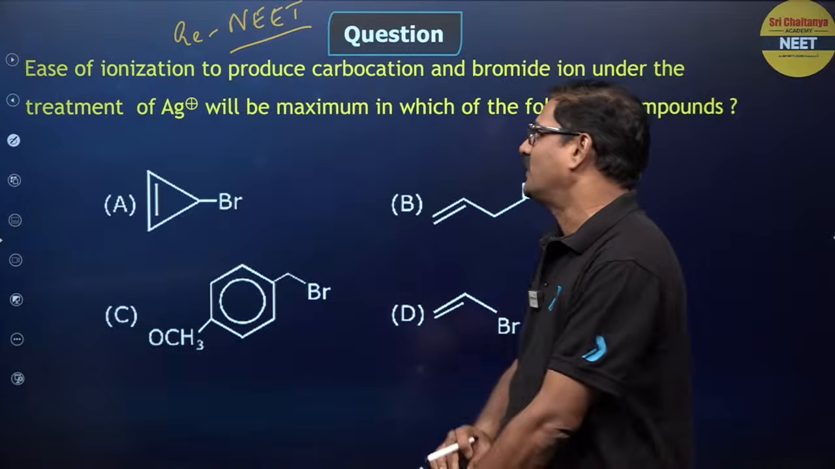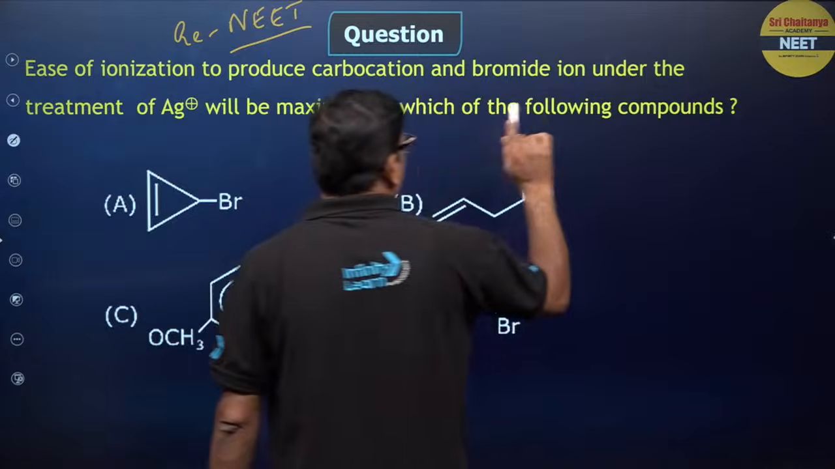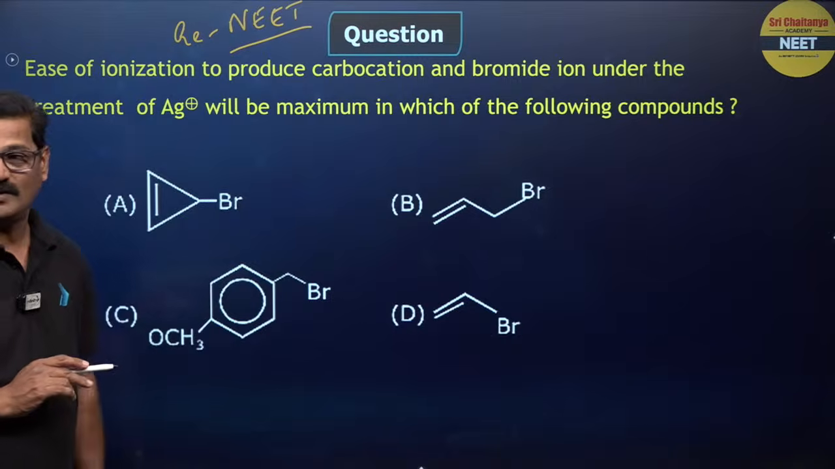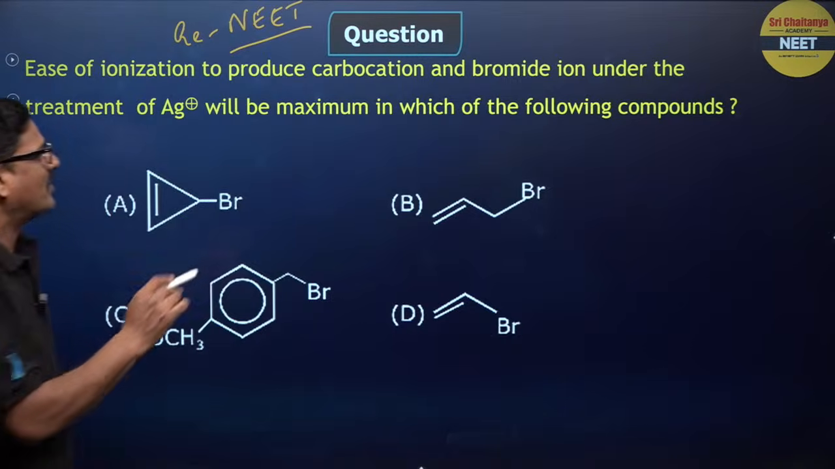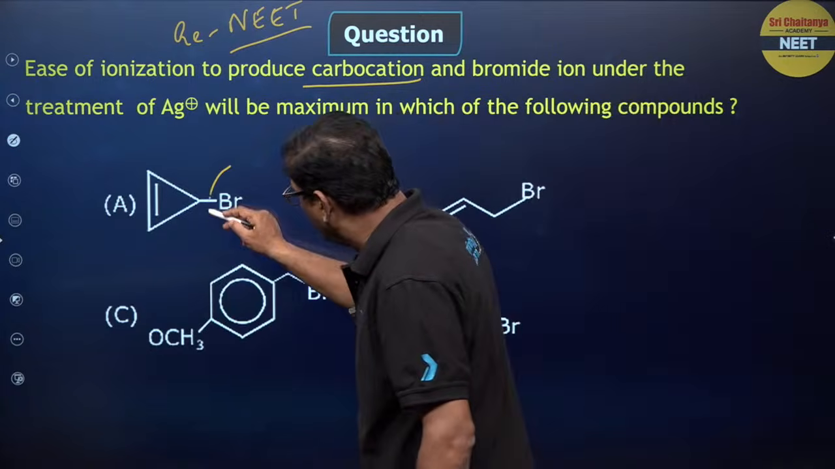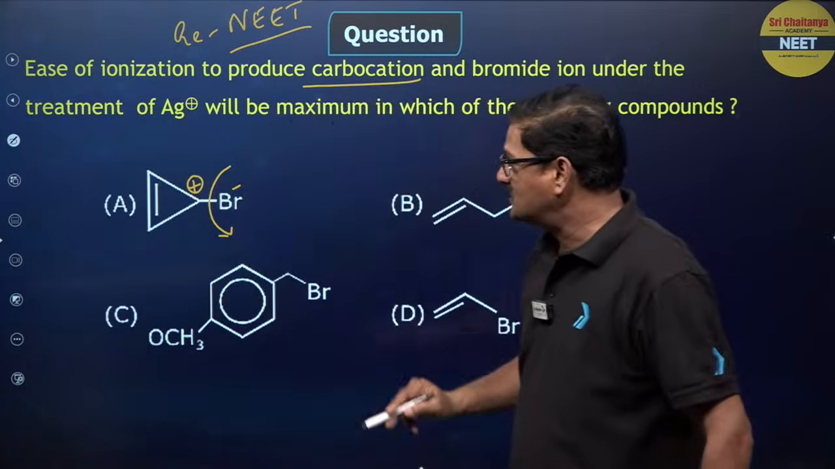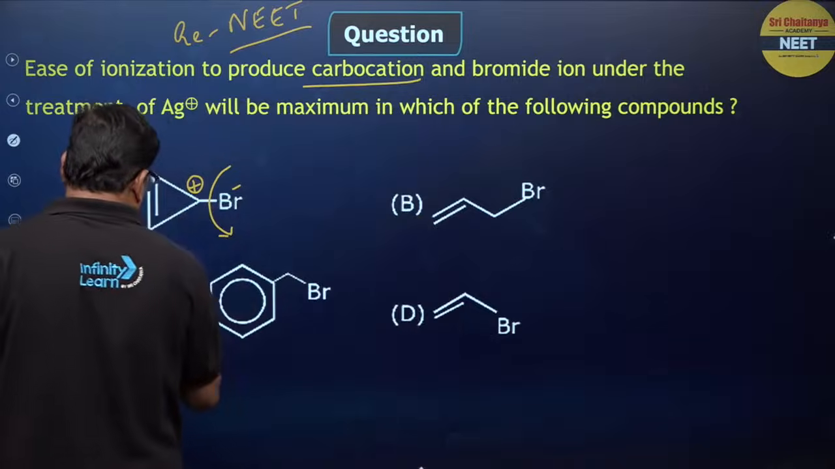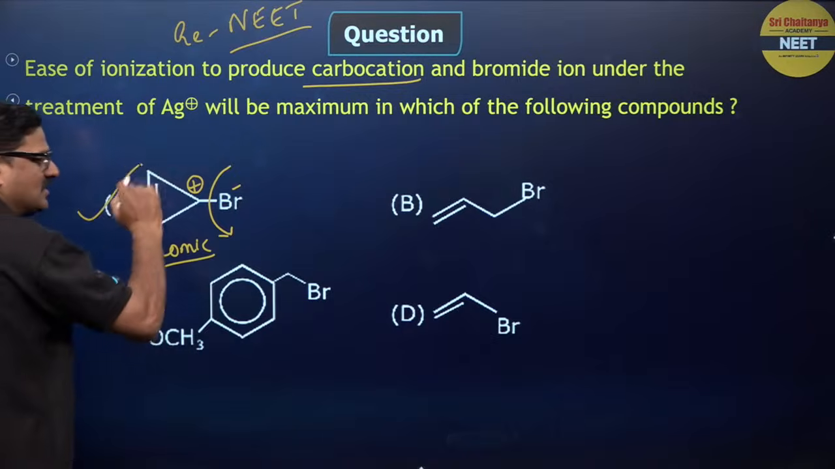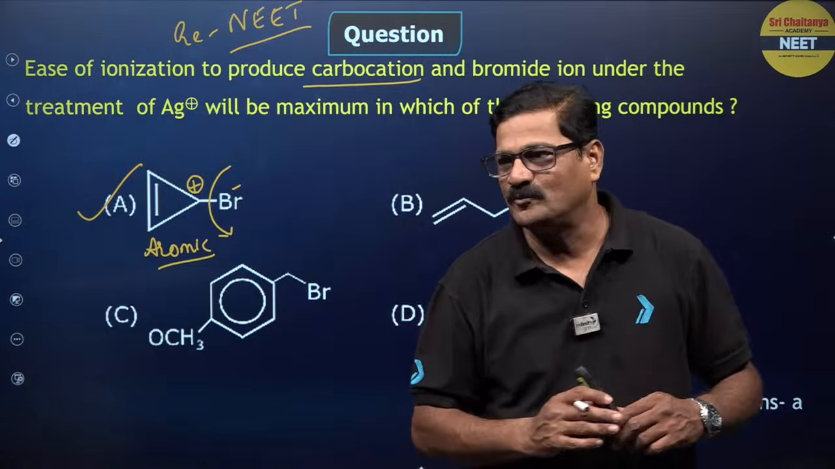The ease of ionization to produce the carbocation and the bromide ion under the treatment of Ag plus will be maximum in which of the following? It all depends upon the carbocation. If we remove the bromine, Br minus leaves and this carbocation forms. It is the cyclopropenium carbocation, which is aromatic. When it is aromatic, it is more stable. The answer is option 1. Understand, Anjali?